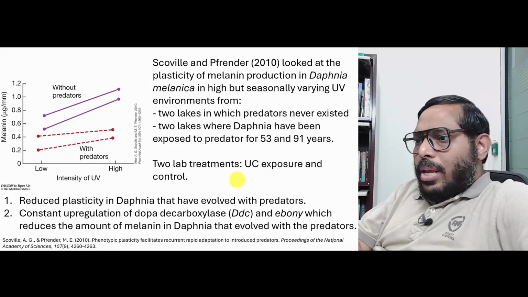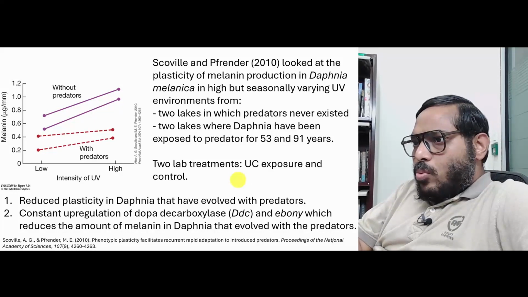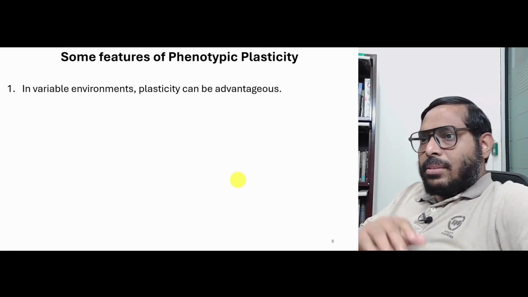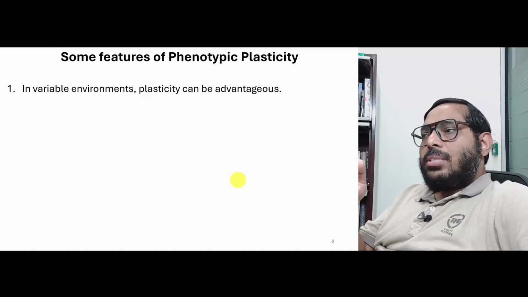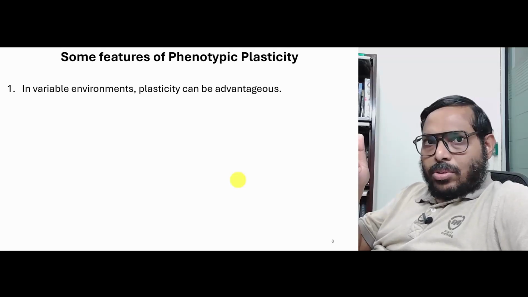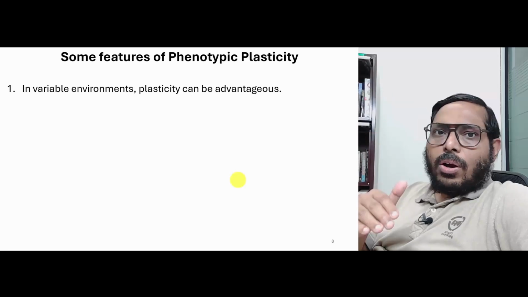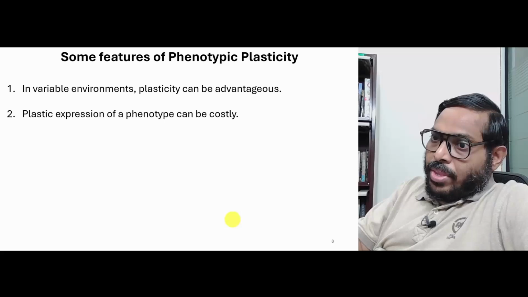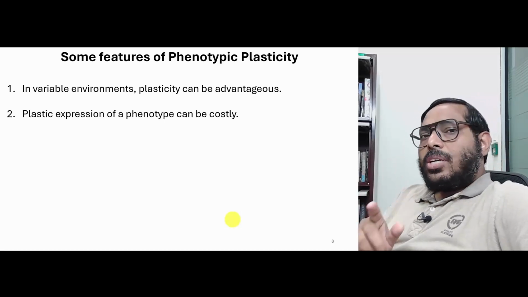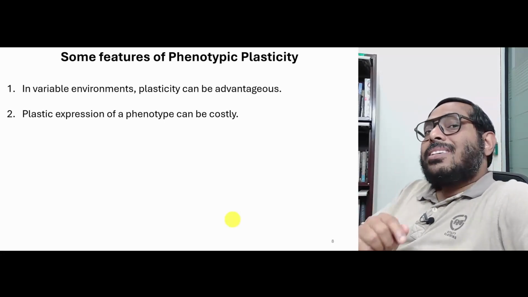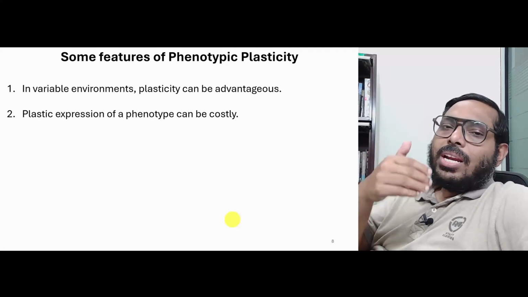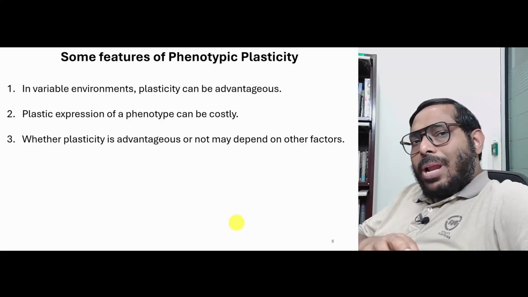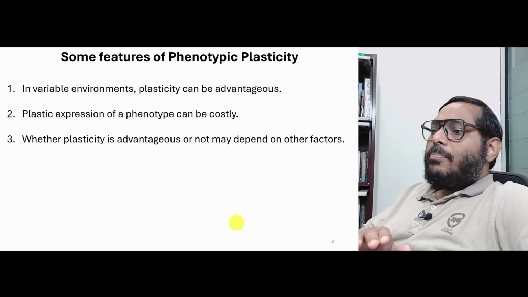So, this particular example actually illustrates quite a few very interesting features about phenotypic plasticity. First, as I showed you, in variable environments where it is desirable to turn on and off or upregulate or downregulate your trait, plasticity can actually be pretty advantageous. However, the plastic expression of a phenotype many a times is costly, and when I say costly, I mean it can have negative effect on fitness, and whether a particular plasticity is advantageous or not may depend on other factors.